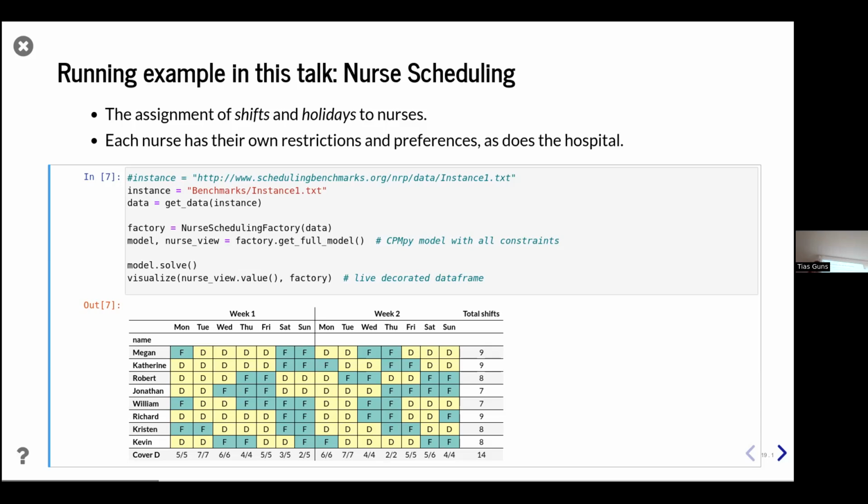These names are fake, but it makes it look more real. There are requirements on how many nurses you need on the different days, and also on when they can work, when they cannot work, how many weekends they can work, how many consecutive shifts they can work, and they have preferences about when they want to work or when they do not want to work. So it's pretty real life from that data, and that's what we will use as a running example here.